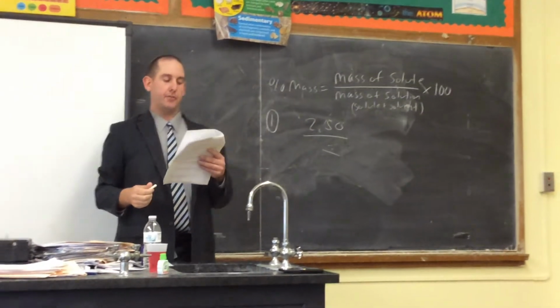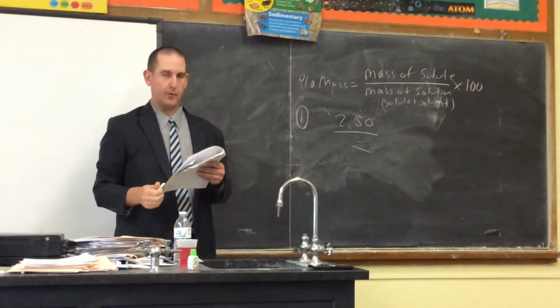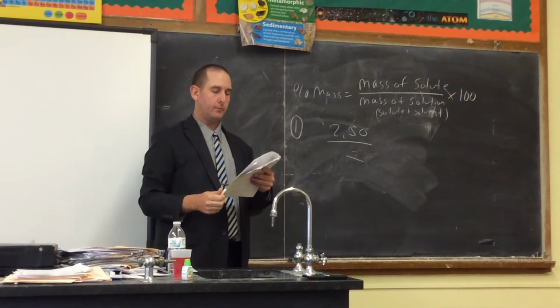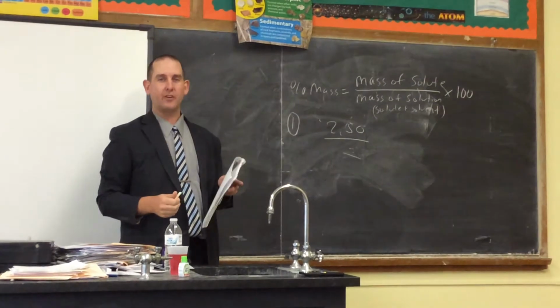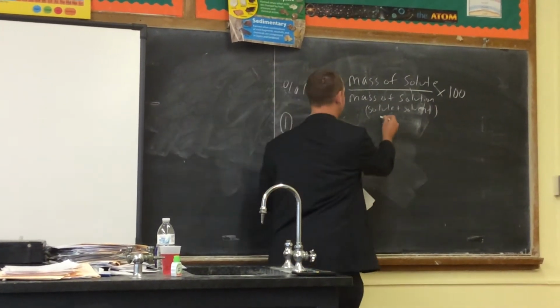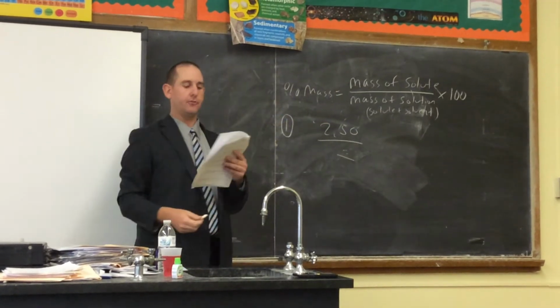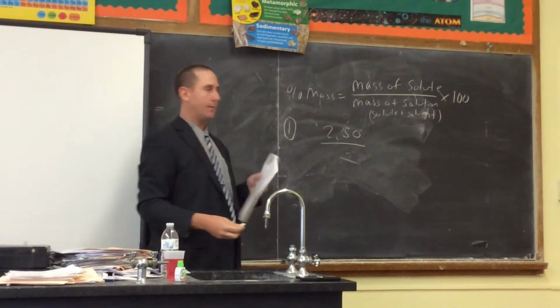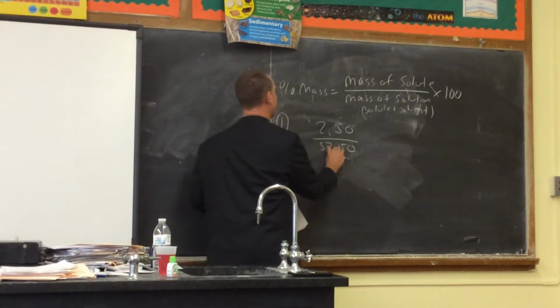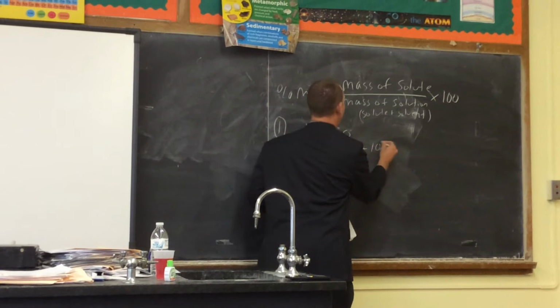Now it says we add to 50 grams of water. So is 50 grams our bottom number? Is water our solution? No. Water is our solvent, so you don't put 50 down there. Again, for the solution, you have to add the 2 numbers together. So you have to add 50 plus 2.50 to get a bottom number. So it's going to be 52.50 that goes on the bottom, times 100.